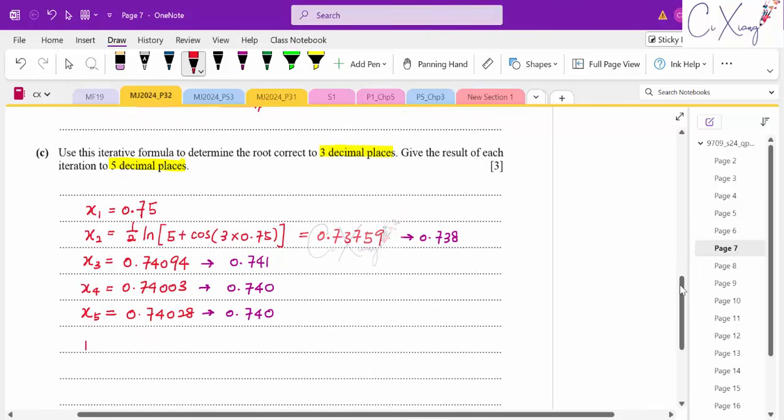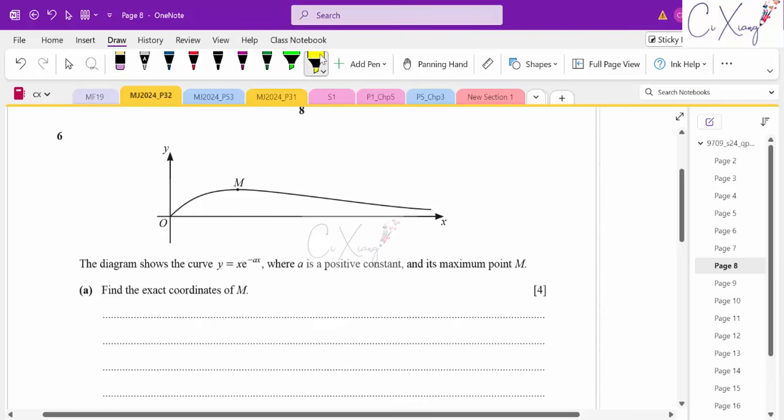Alright, so you can rewrite your root in the final answer, which is 3 decimal places. So you will write it out as 0.740. Alright, so this is basically how we use the calculator to get the iterative value using the iterative formula provided in the question. Right? So this is how we solve question number 5.